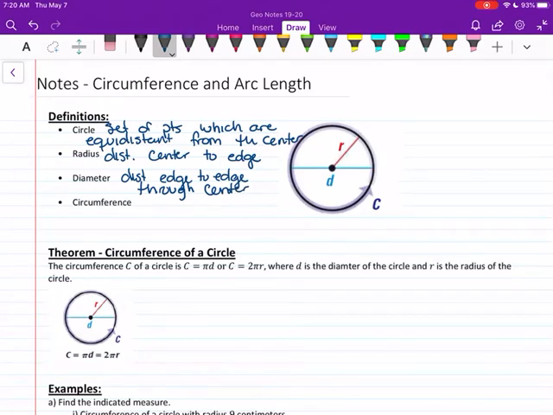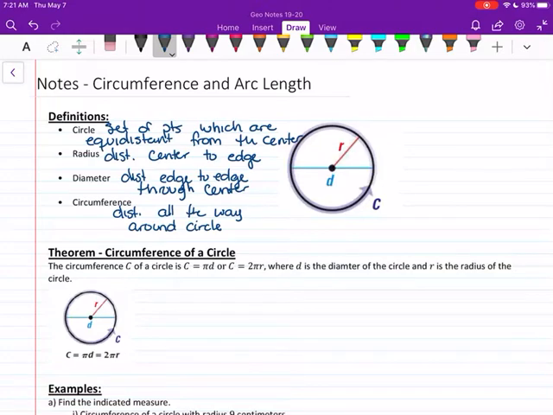And then the circumference is the distance all the way around the circle. So distance all the way around the circle. All right, so here's a little picture over here. We see that the red is the radius, the D is the diameter, and then the capital C is the circumference all the way around.